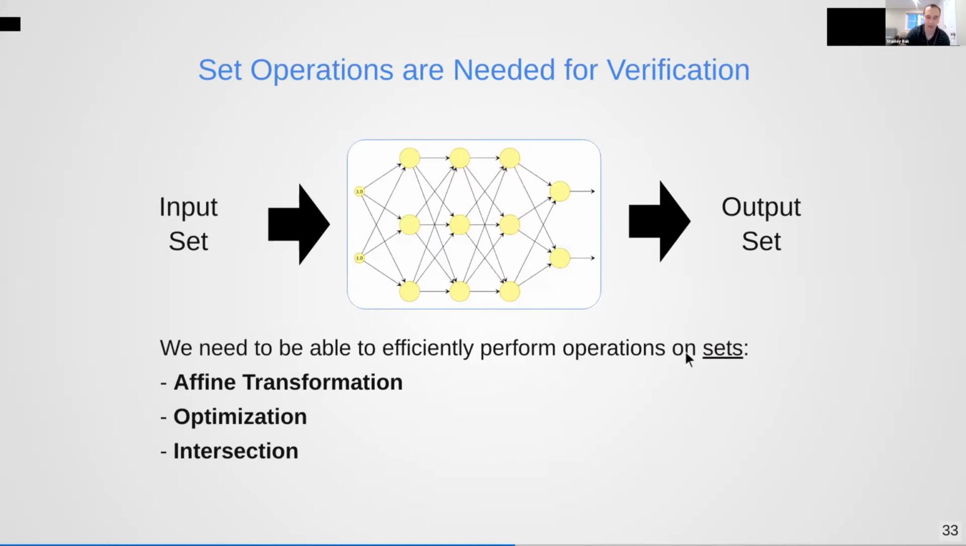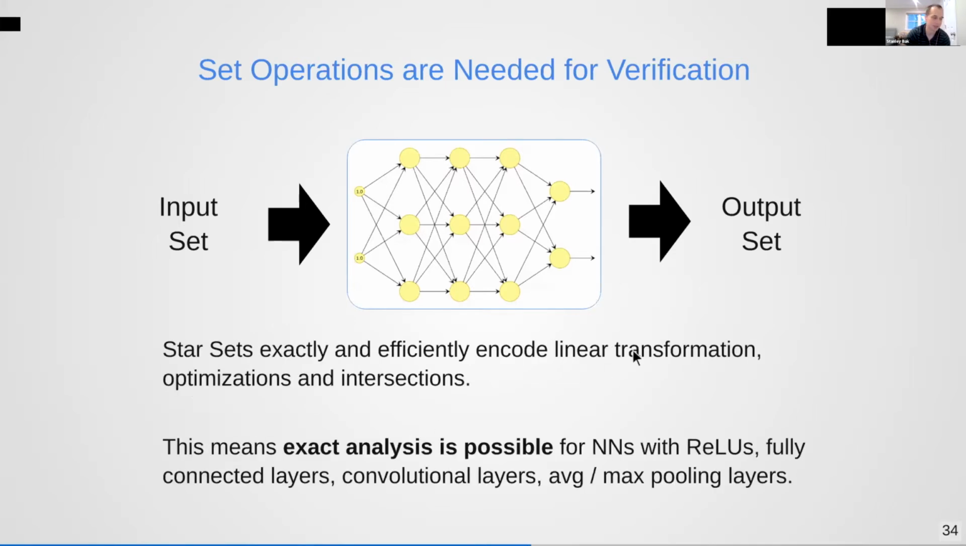But again, because we're able to use star sets and to efficiently perform affine transformation, optimization, and intersection, you can actually do analysis exactly for neural networks. And this isn't just fully connected neural networks. You can also handle convolutional layers or average max pooling layers using this exact approach. And there's extension also to other activation functions where you can maybe support over approximations.